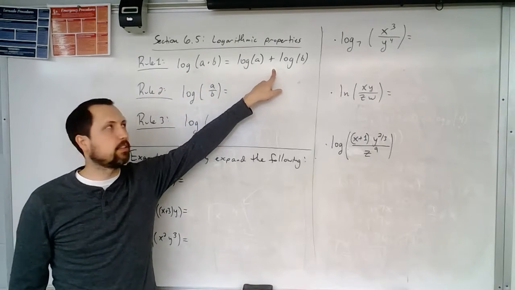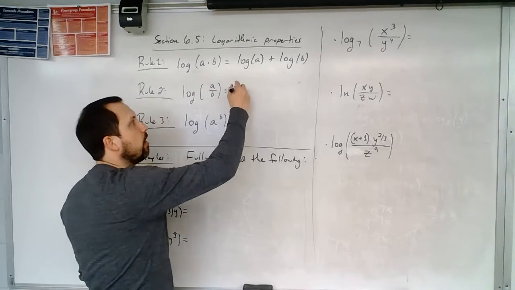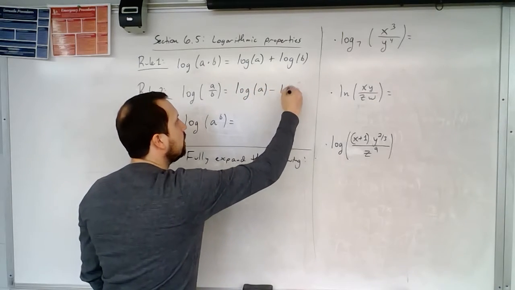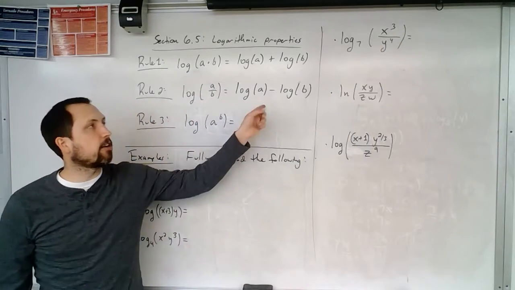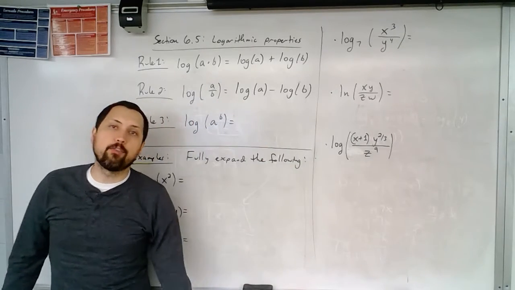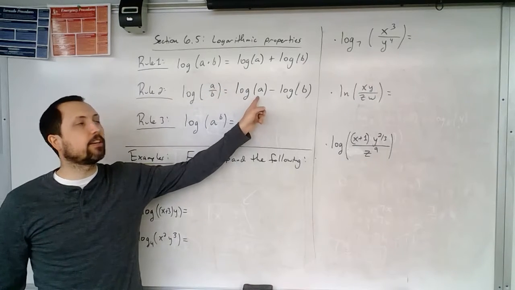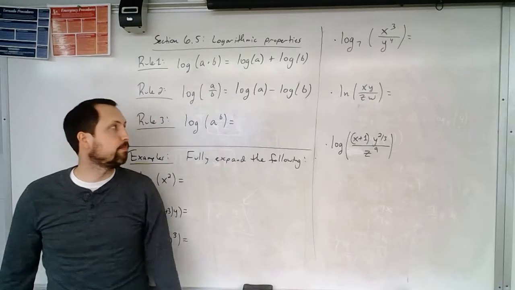But the important rule says that if I have multiplication on the inside of a log, that becomes addition on the outside. Next rule says that if I have division on the inside of a log, that is going to become subtraction on the outside. So log of a divided by b is log of a minus log of b. The top number is the positive one. The bottom one is going to be the negative one.